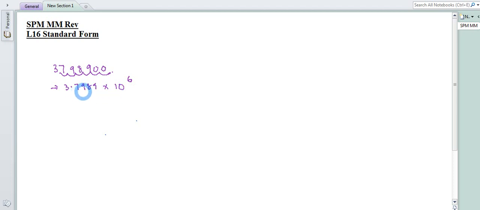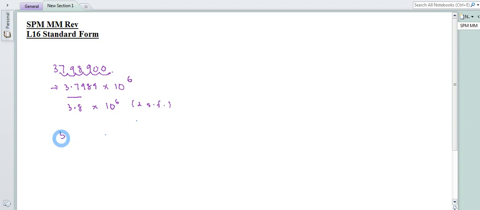Okay, since the question asked me to round off to two significant figures, I need to look at the number here. 9, I need to add 1 here. 3.8. The rest I cannot write 0. Okay, so this is two significant figures, and this one I just copy. Okay, so two significant figures. Easy, right? Okay, let's try.